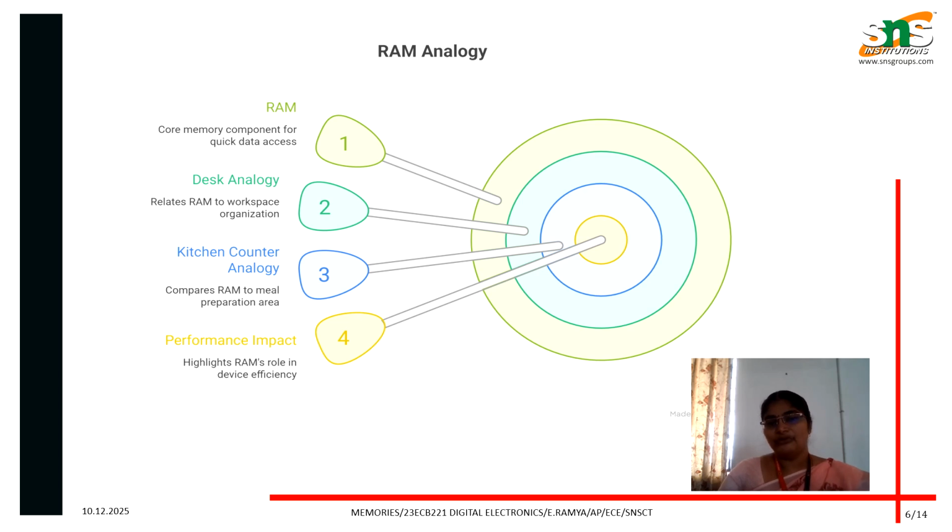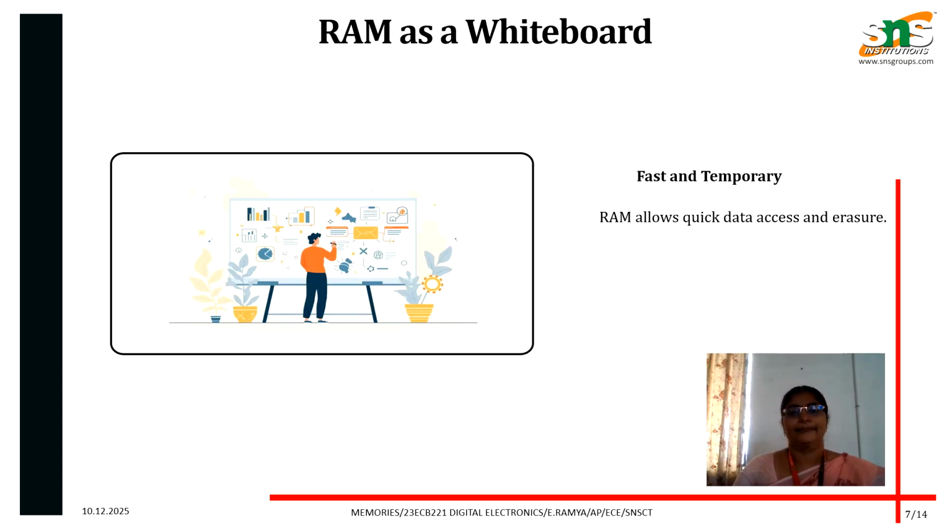Next, we have to understand how RAM functions. That is the RAM analogy. It is a core memory component for quick data access, related to a workspace organization, and compared to a meal preparation area. Then the performance impact highlights RAM's role in data efficiency. For the fastest and quickest access, we go for RAM.